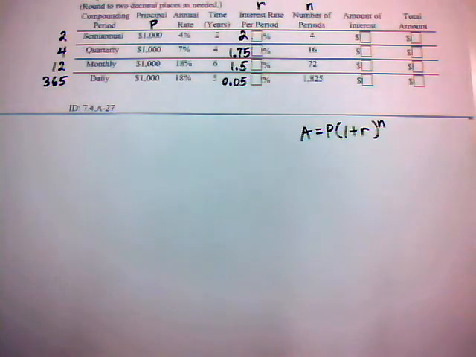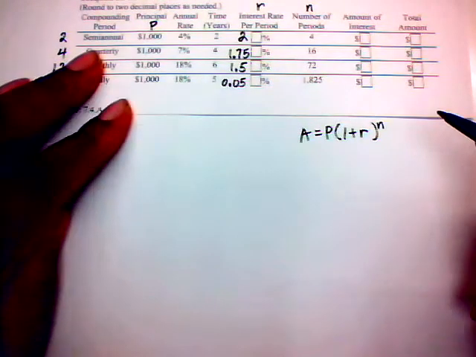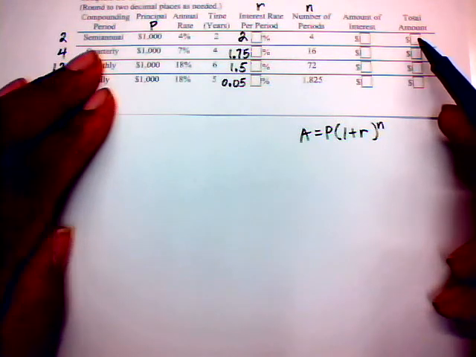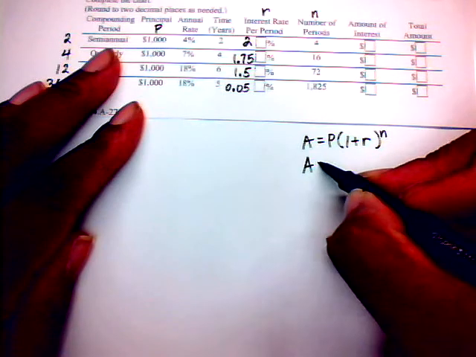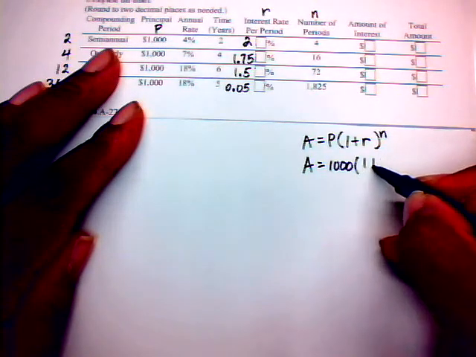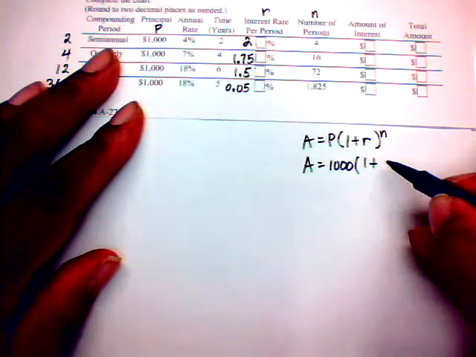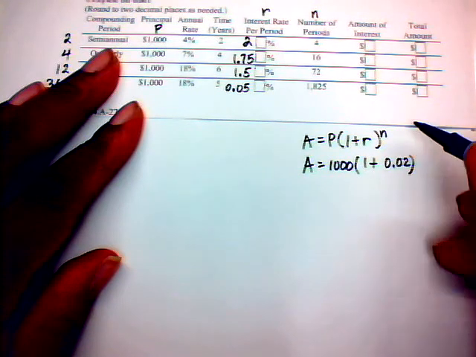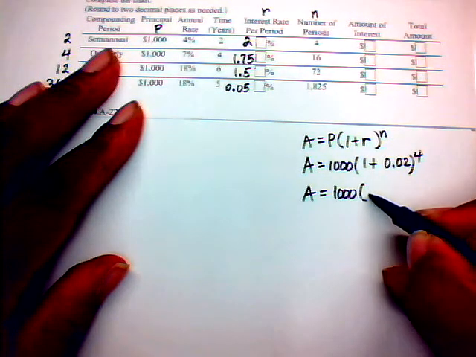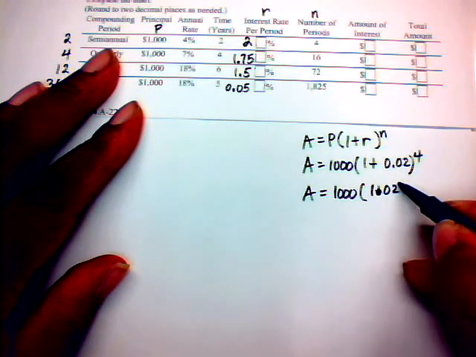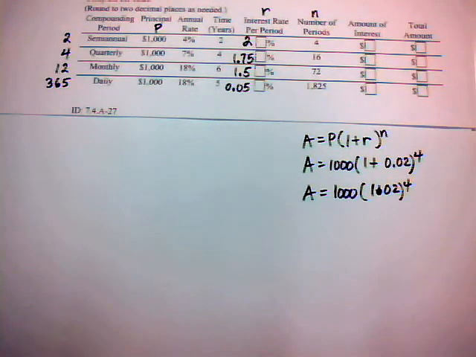So in this particular situation, using this formula, for semi-annual we're going to find the total amount. Once we find the total amount, we can subtract the principal to find out what the interest is. So here, for semi-annual, this will be 1,000 times 1 plus R, the interest rate, that's 2%. As a decimal it will be 0.02. And that's going to be raised to the power of N, the number of periods. That's 4. So here you've got 1,000 times 1.02 raised to the 4th. So here we're going to use the calculator. 1,000 times 1.02 raised to the 4th. Then hit enter.